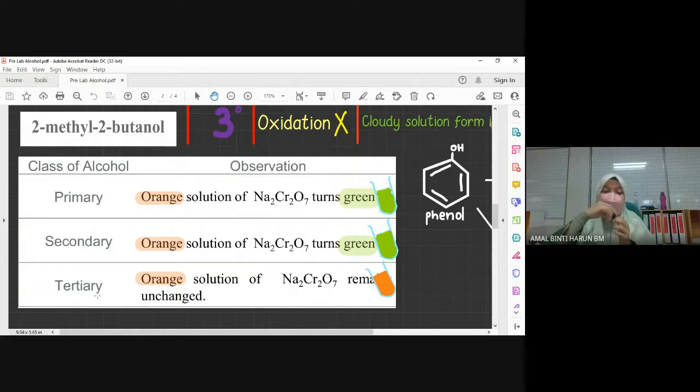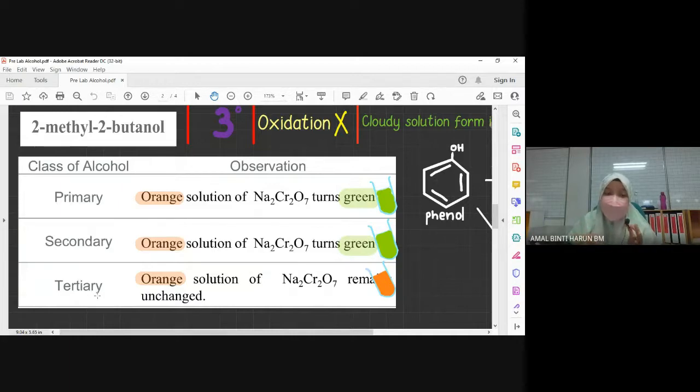So yang paling popular adalah primary, yang paling popular test adalah Lucas test. Sebab kita memang terus boleh distinguish primary versus secondary versus tertiary. But if we use oxidation, then we can distinguish primary, secondary from tertiary.